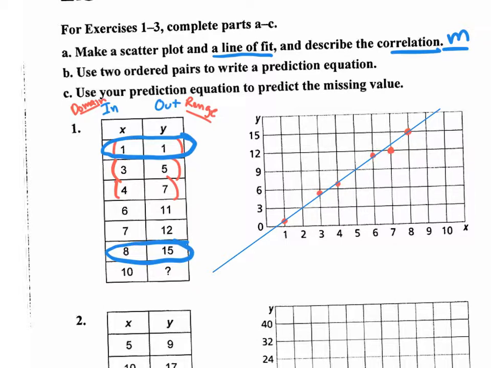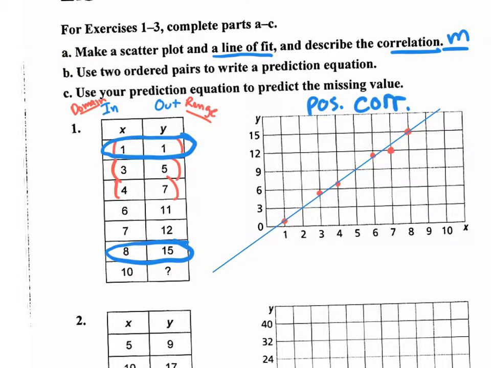If it's strong correlation, that means that your dots are pretty close. But all they want is to describe whether it's a positive correlation or a negative correlation. So from left to right, is it going up or is it going down? It's going up, which means positive correlation, kind of like slope. So part A, we graphed the coordinates, we drew the line, and we're also going to say positive correlation. I'm just going to abbreviate. So that's part A, okay?